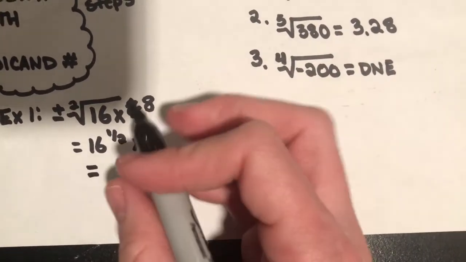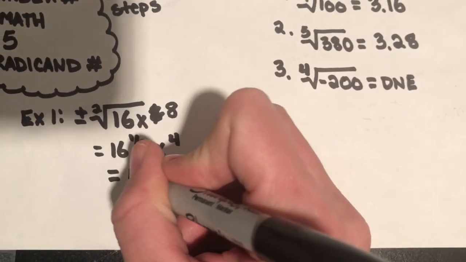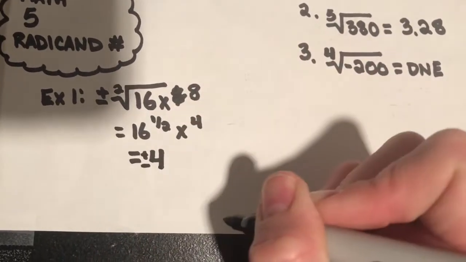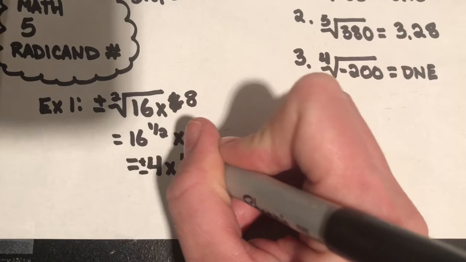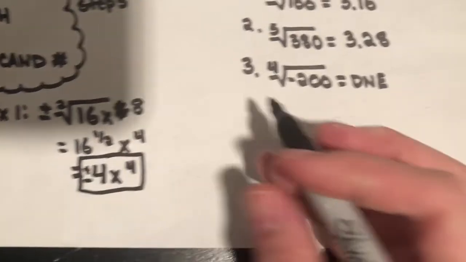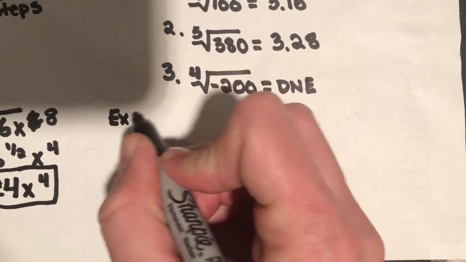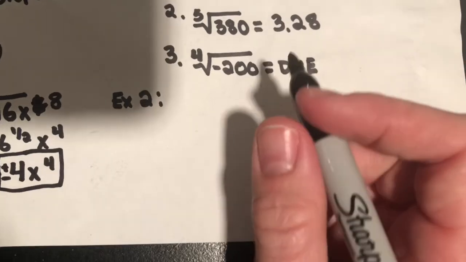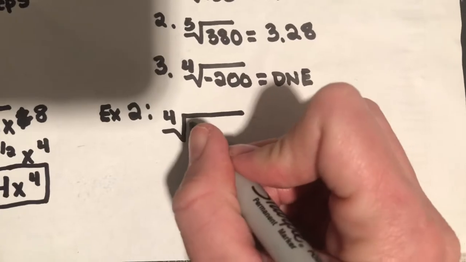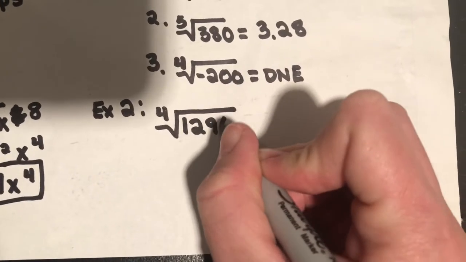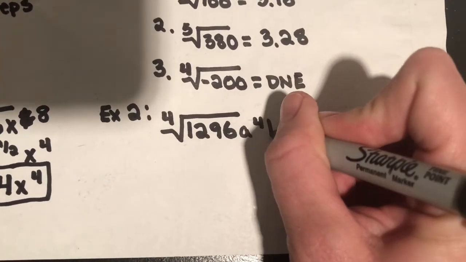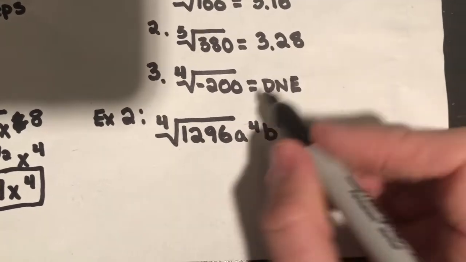And our final answer here, 16 to the 1/2, we know that root 16 is 4. We are looking for both square roots, so this is a plus or minus 4, and then x to the 4th. And that is our most simplified answer. Let's try another one. Example 2. Let's find the fourth root of 1,296 a to the 4th, b to the 12th.